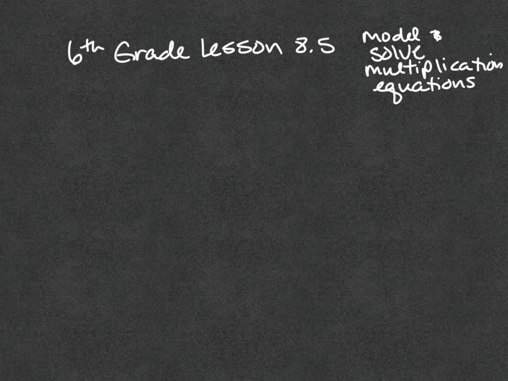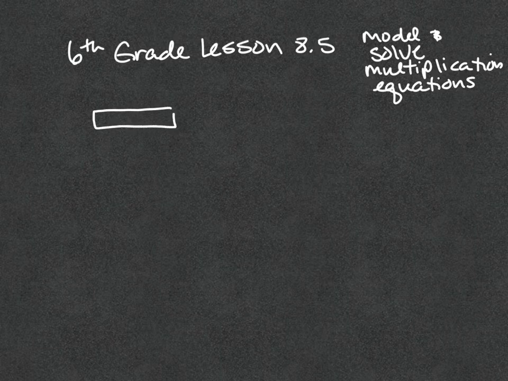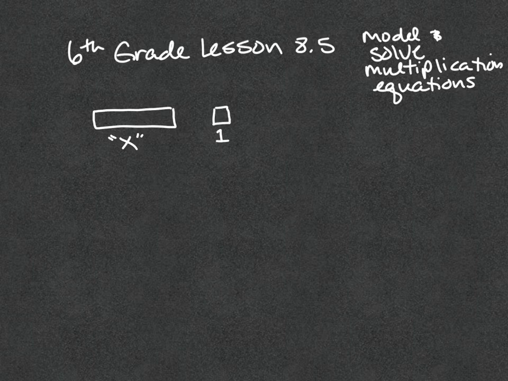Sixth grade lesson 8.5 is modeling and solving multiplication equations. So we're going to go back to looking at those algebra tiles again. Quick reminder, the long bar of the algebra tiles represents that x, that variable, and it represents one variable. And the squares, the little tiles, represent 1.